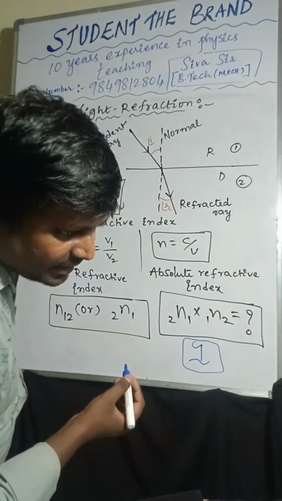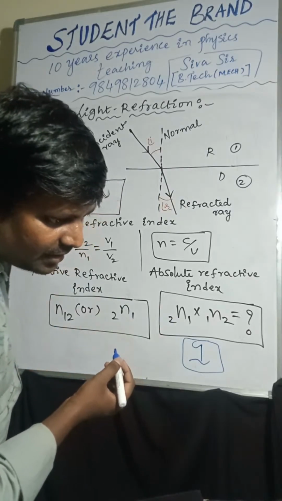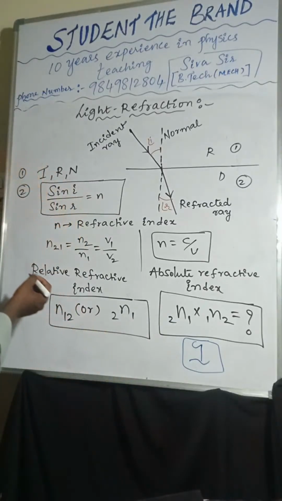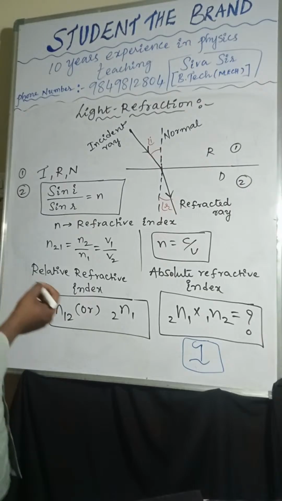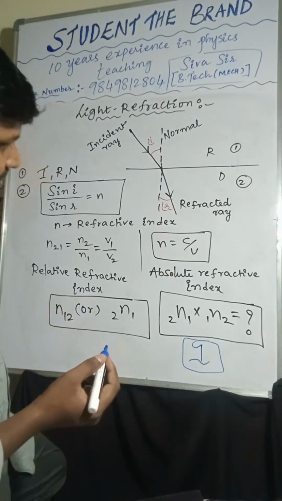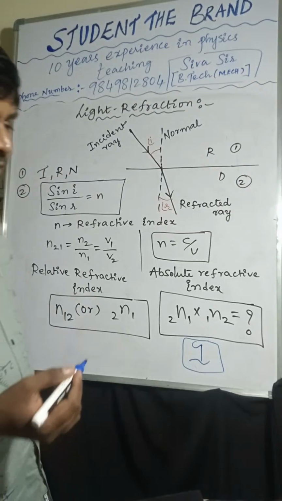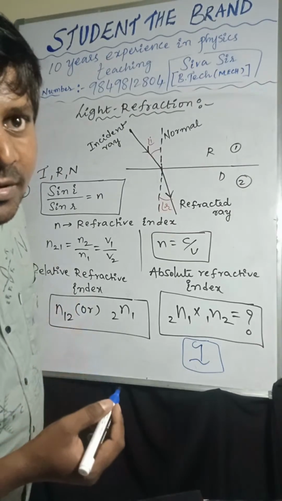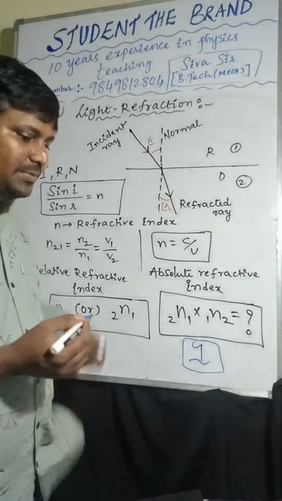Naveen Kumar Das, sir, lens makers formula. Yeah, definitely I'll discuss the lens makers formula, but it will take time. So we are going to the concept first. I'll explain it, Naveen Kumar Das. Yes, I'll explain the lens makers formula.